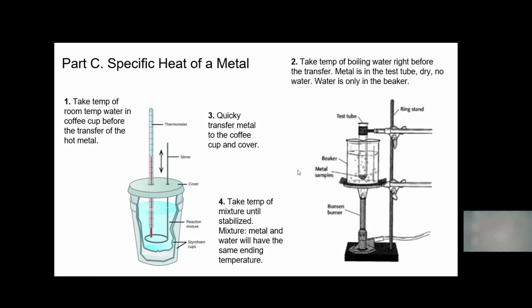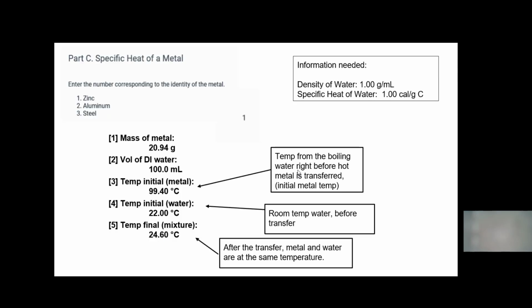That means it's stabilized. It's in thermal equilibrium. Then we're going to take that information and calculate the specific heat of the metal. So here is the information I got from LabFlow. There are brackets, so that should help you. This is information that is given to you. I've explained here what we need, but I'm going to explain it on the next page.